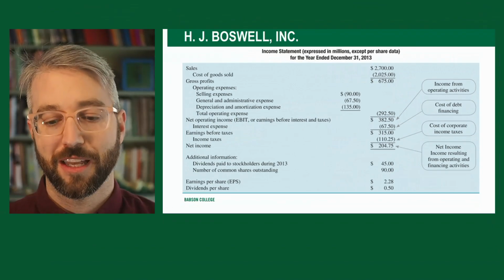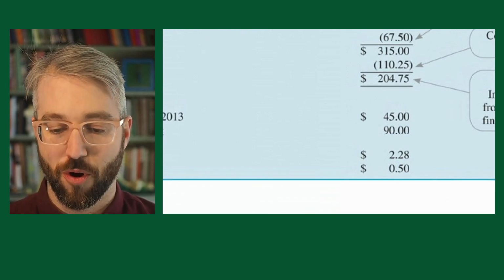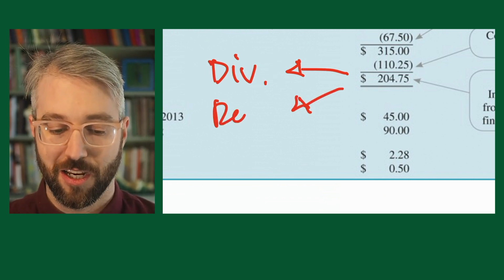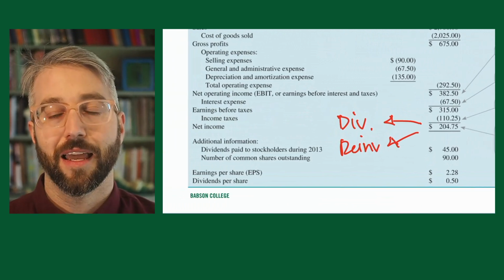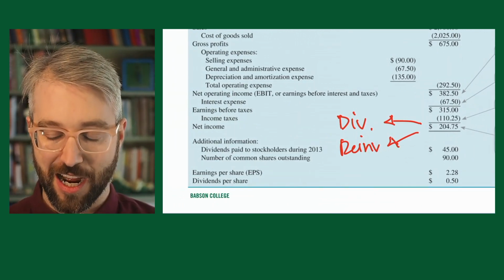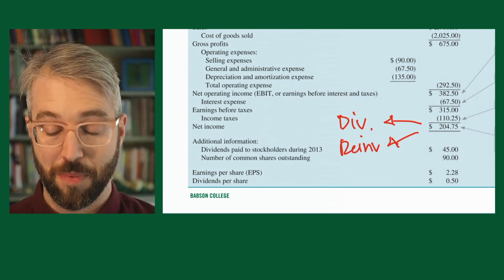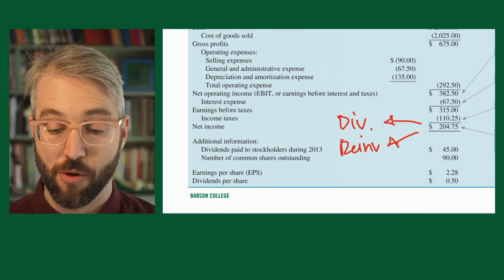And what could they do with that 204.75? Well, as I mentioned on the last slide, there's two and only two things that they can do with that 204.75. It's either got to go to pay dividends, or it's got to get reinvested in the firm, in which case it's going to show up as an increase in retained earnings on the equity side of the balance sheet. So then we have this supplementary information down at the bottom that's going to help us figure out a little bit about how they made that split.